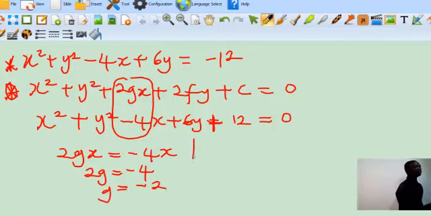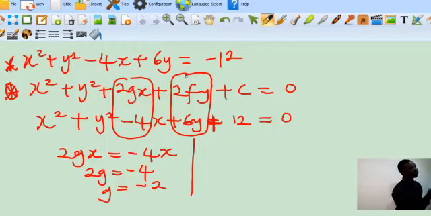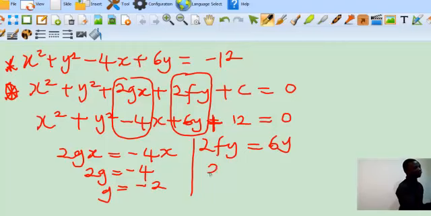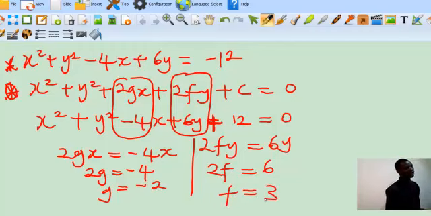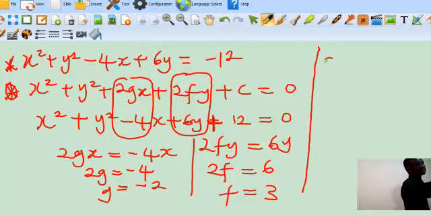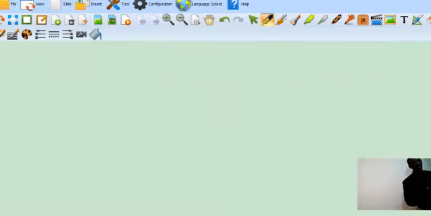Similarly, if you want to obtain your value for f, what you will do is to compare these two components. That is 2fy is equal to 6y. If you divide both sides by y, then you eliminate y. You have 2f is equal to 6. Dividing both sides by 2, you obtain your f to be 3. Also, similarly, you know that your c, which is your constant, is equal to 12. So you have obtained different values for g, f, and c respectively.